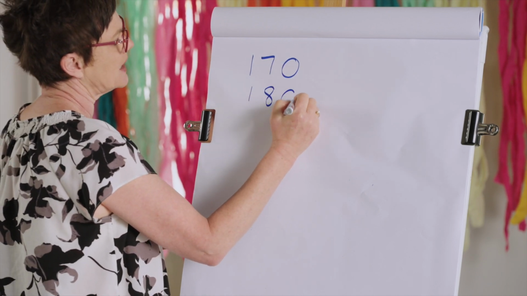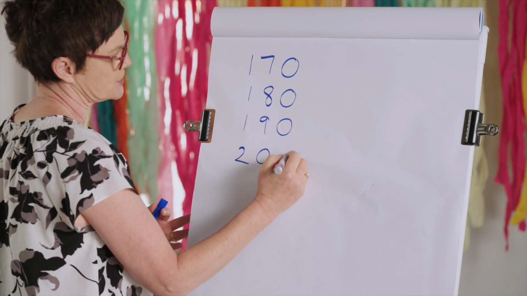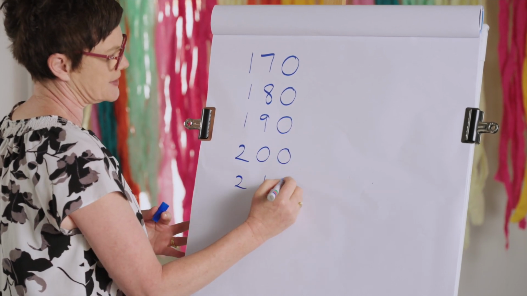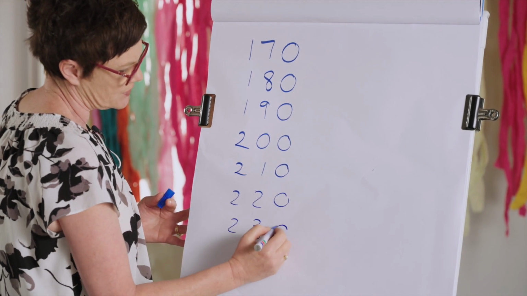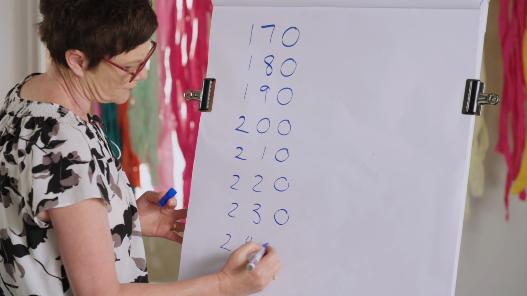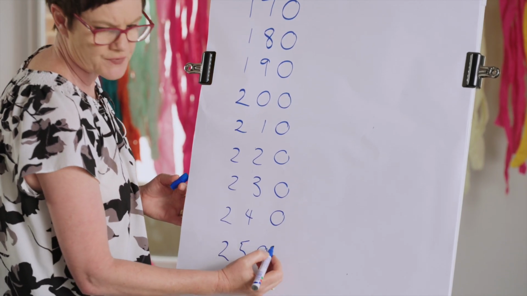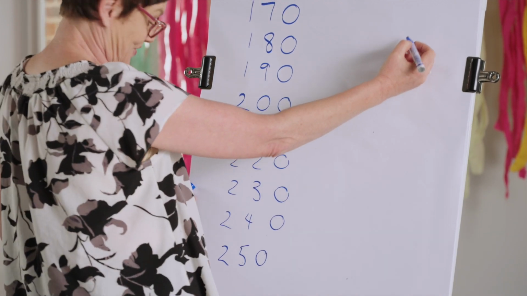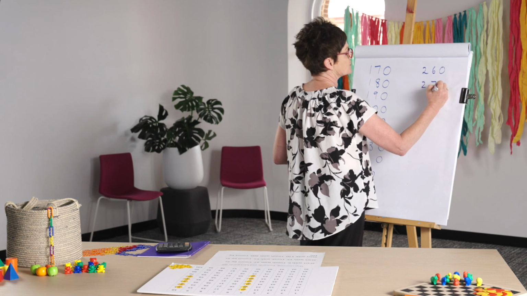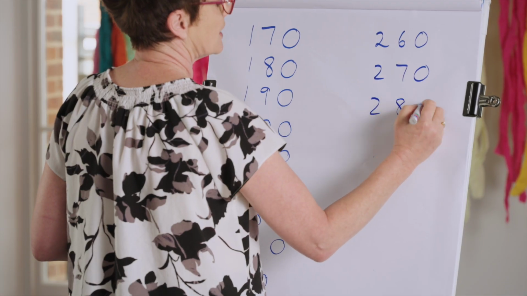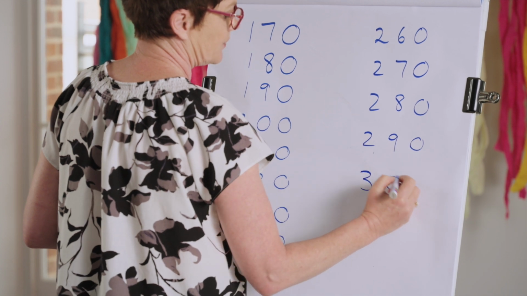170, 180, 190, 200, 210, 220, 230, 240, 250. I've got to get to 300. 260, 270, 280, 290 and 300.